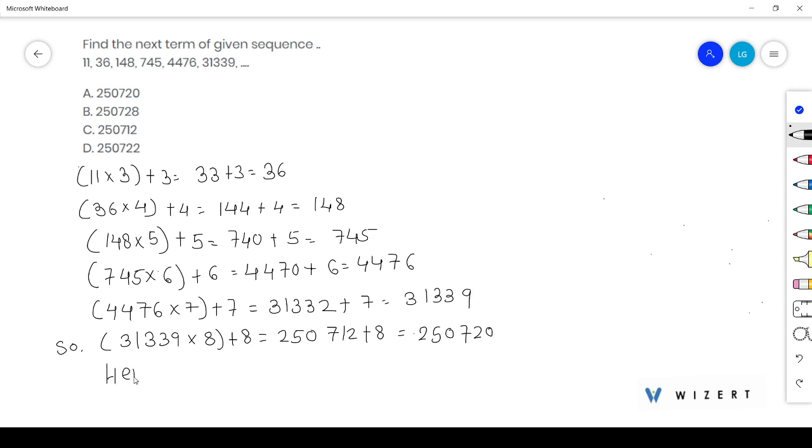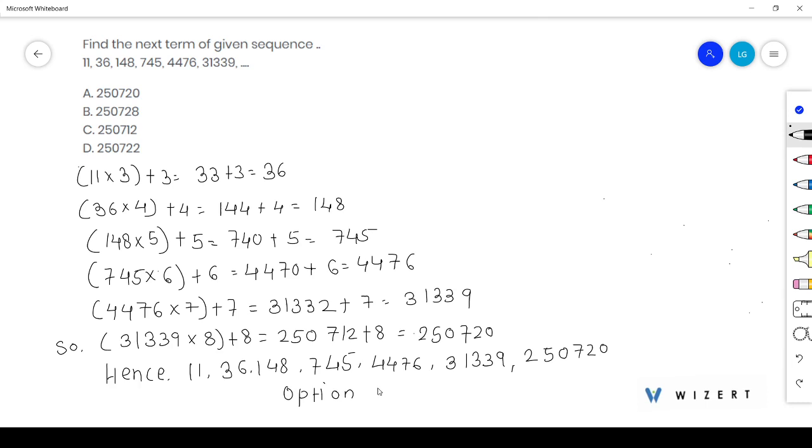250,720. Hence, the sequence is like 11, 36, 148, 745, 4476, 31,339. The next term will be 250,720. So our correct option is option A, which is 250,720.